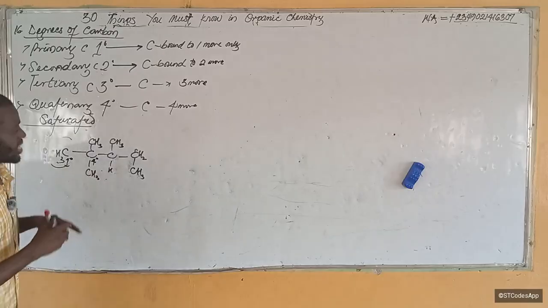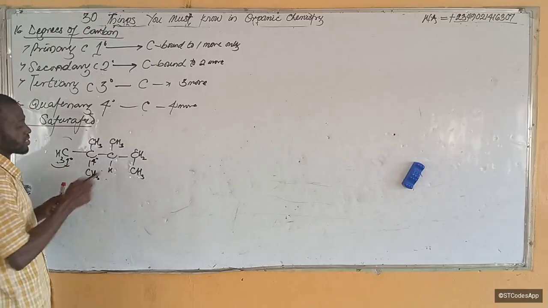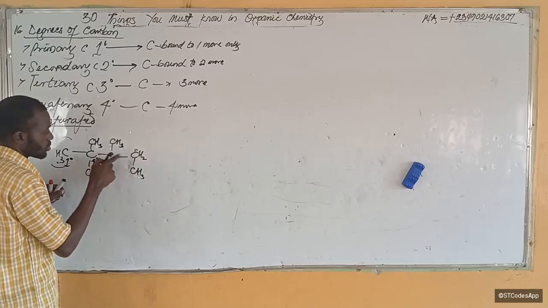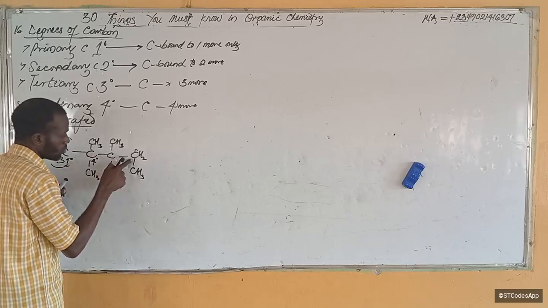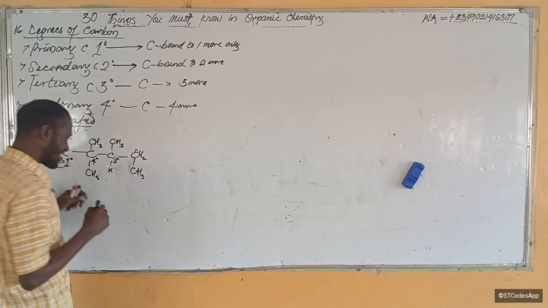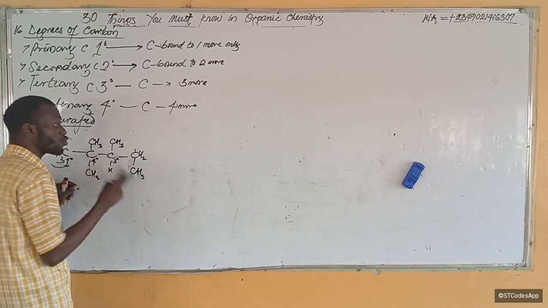Is that clear? A quaternary carbon. How about this carbon? Has direct connection to how many carbons? 1, 2, 3. So this will be a tertiary carbon. Is it clear? I'm going to tell you the use of this.